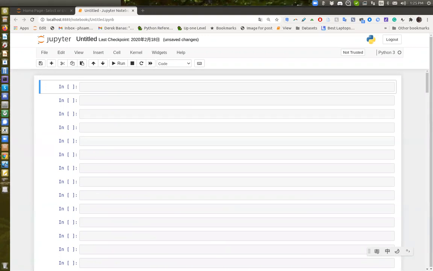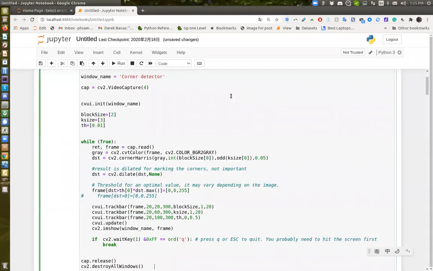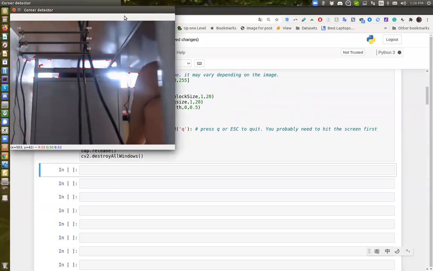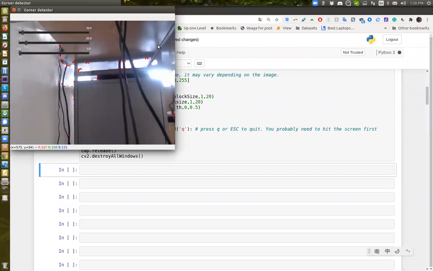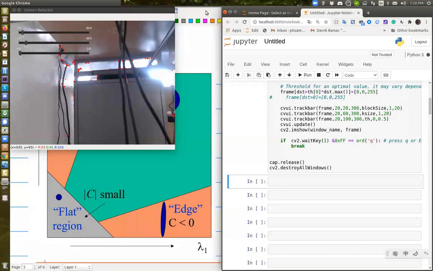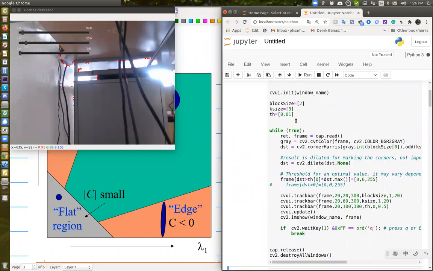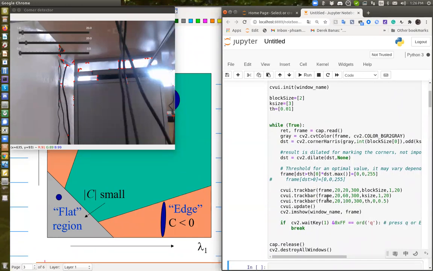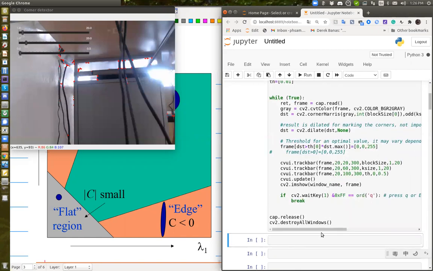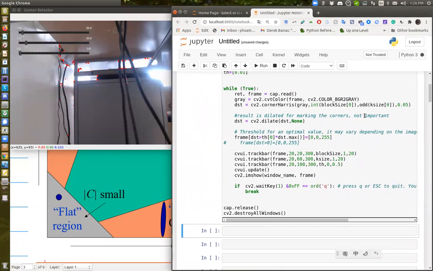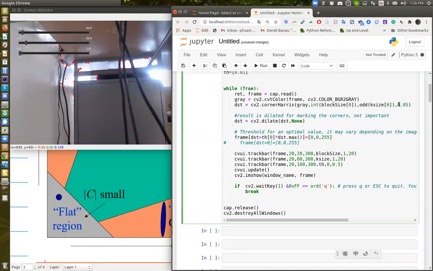So let me copy the code here. I have the Harris corner detector, and I use the trackbar just for convenience. The actual detector is here, calling cornerHarris, and you see the parameters it asks me to fill in. The 0.05 is the alpha there.